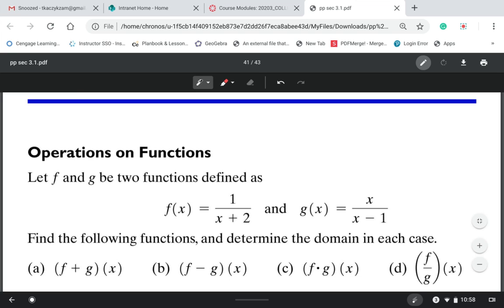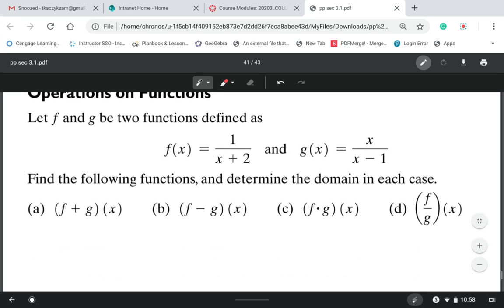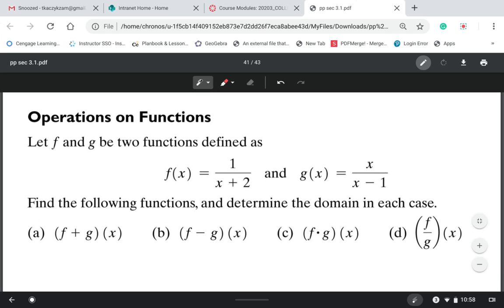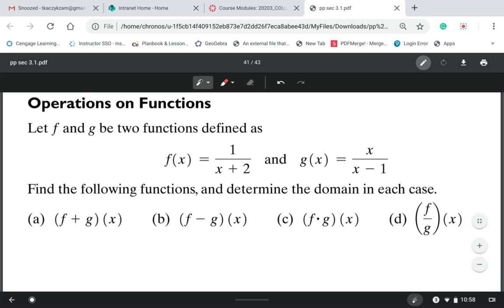So here we have one problem which we need to finish. We have 2 different functions, function f and function g. And for those 2 functions, find the following functions. So in part A, we need to find the sum. In part B, we need to find the difference. C, we need to find the product. D, we need to find the quotient. And find the domain in each case.